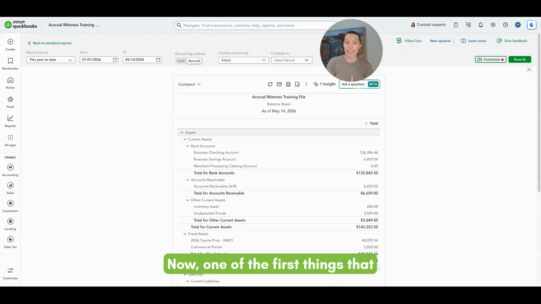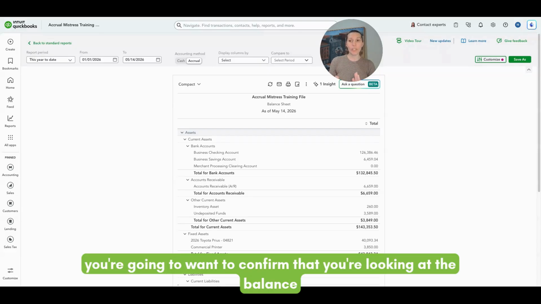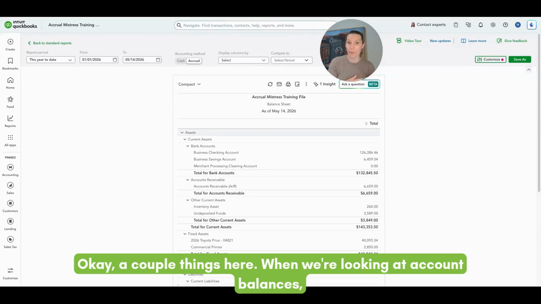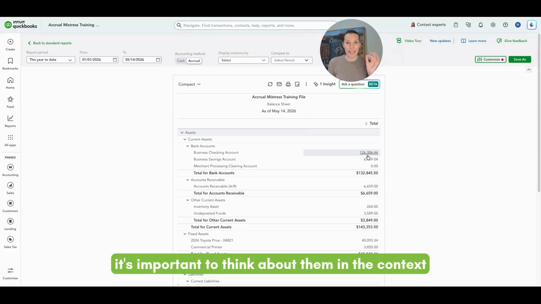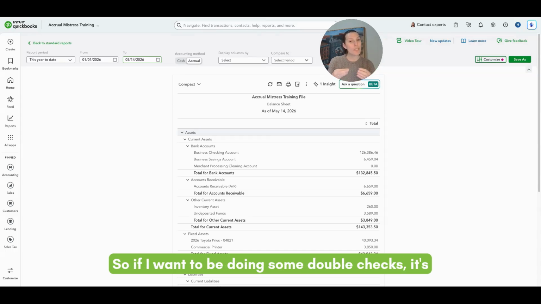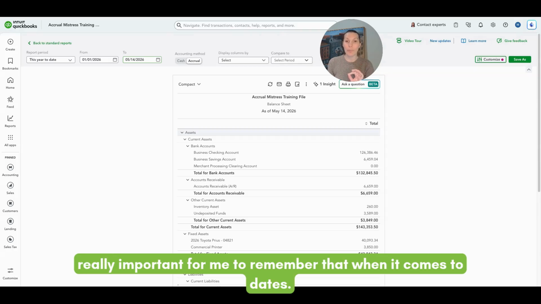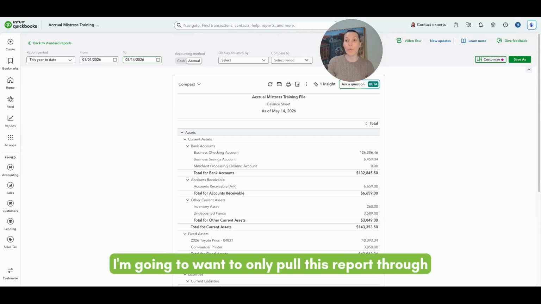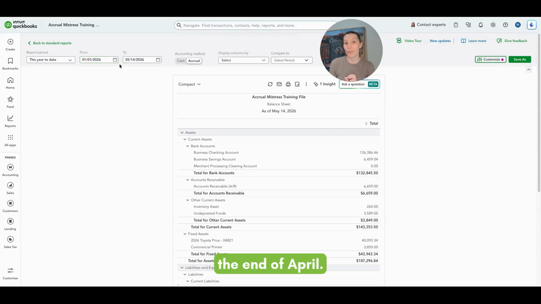Now, one of the first things that you're going to want to do is confirm that you're looking at the balance sheet for the reporting period that you would like to see, okay? Couple things here. When we're looking at account balances, it's important to think about them in the context of how they relate to the documents we receive. If I'm looking at a balance sheet mid-month, I shouldn't expect it to match up with my last month's statement that I got from my bank. So if I want to be doing some double checks, it's really important for me to remember that when it comes to dates. If I have my statements in front of me for the end of April, I'm going to want to only pull this report through the end of April.